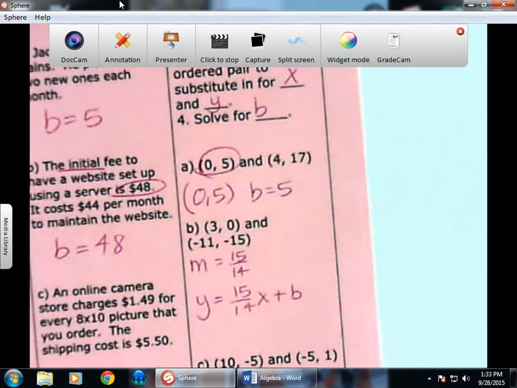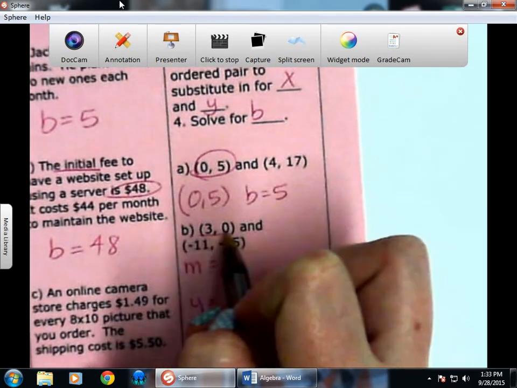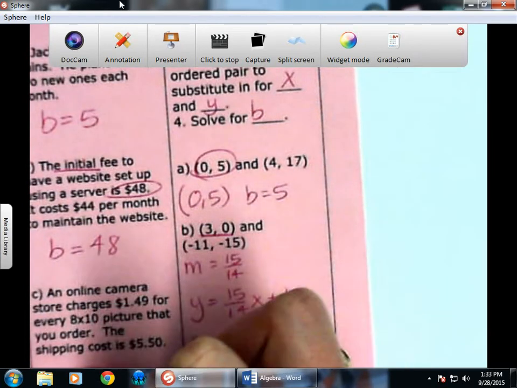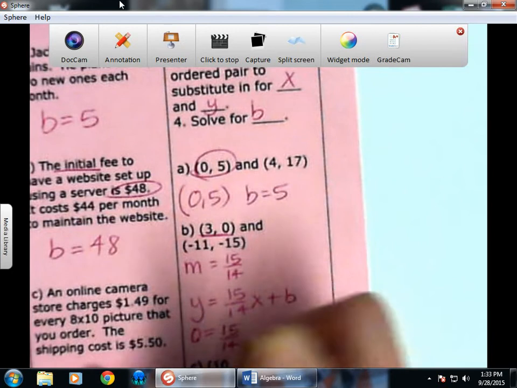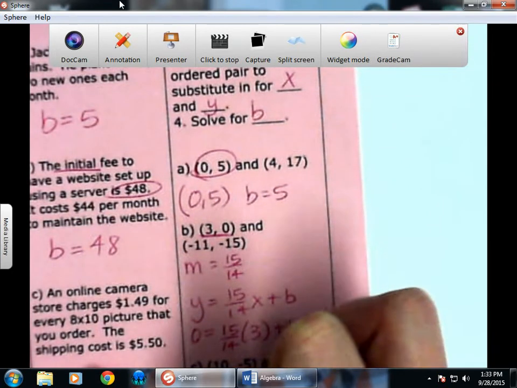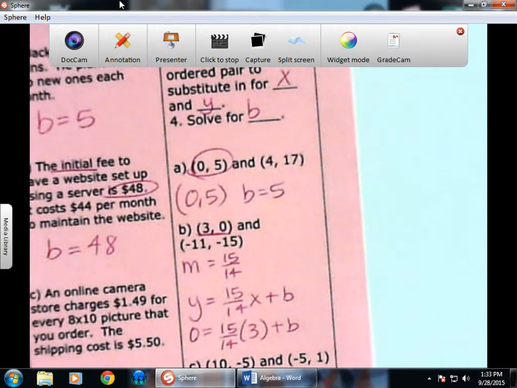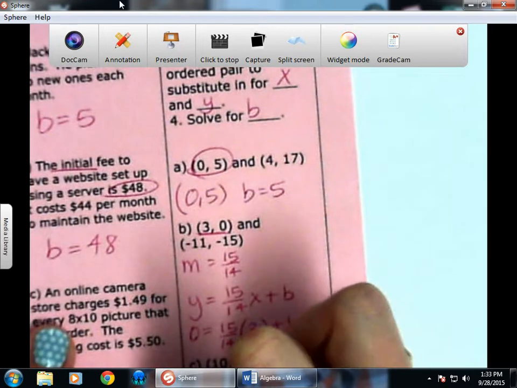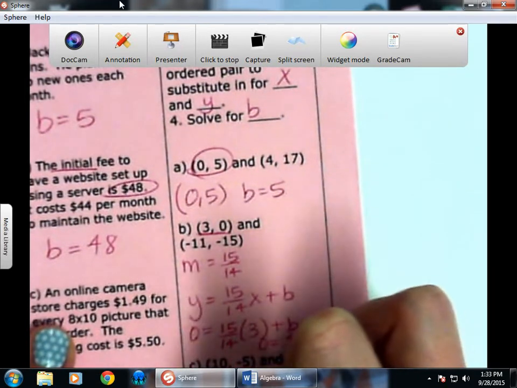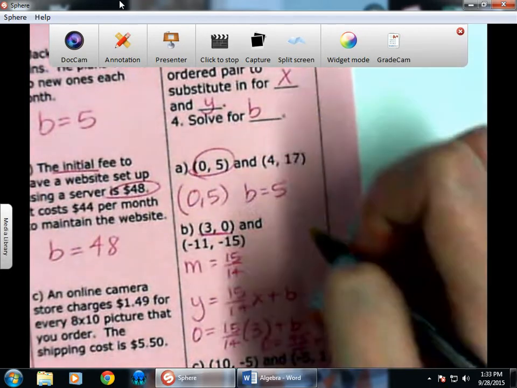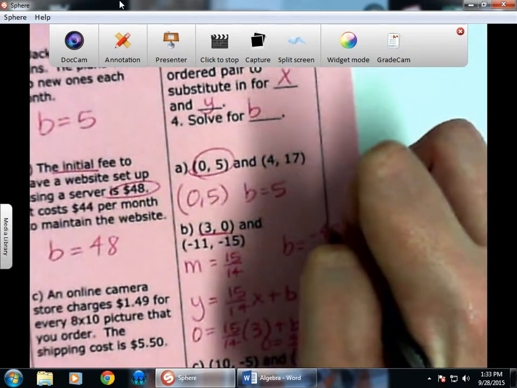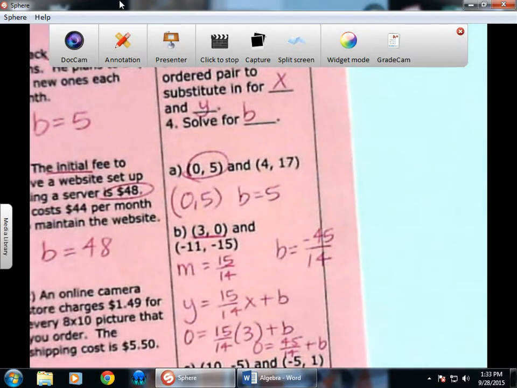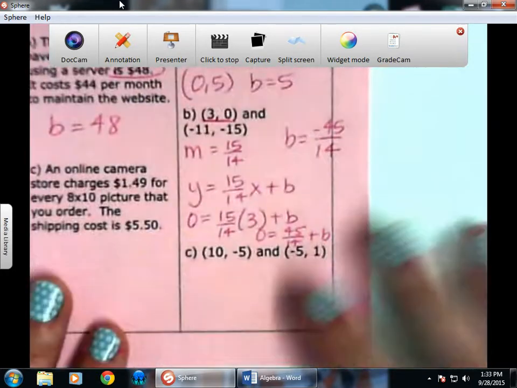I don't have b, so I can take one of my coordinate points and I can substitute in and I can solve for b. So I'm going to use this first point because it looks better to me. Doesn't really matter. 0 equals 15 over 14 times 3 plus b. Well, 15 over 14 times 3 gives me 45/14, so 0 equals 45 over 14 plus b. If I isolate b, I would subtract it over, which means b is negative 45 over 14. Okay, you have one more to complete on your own, and then you are done.